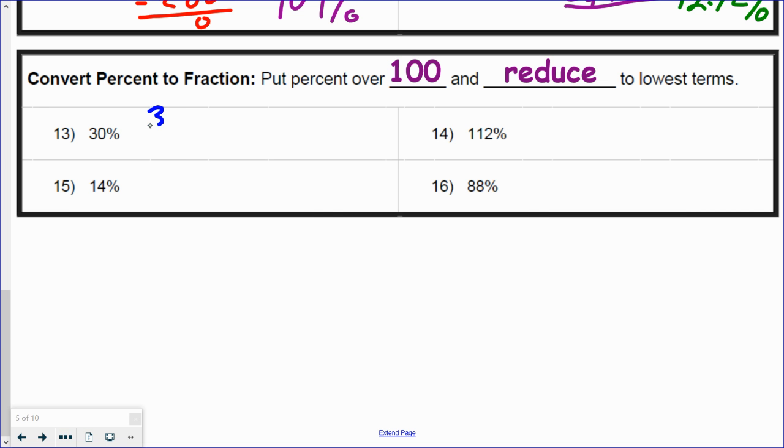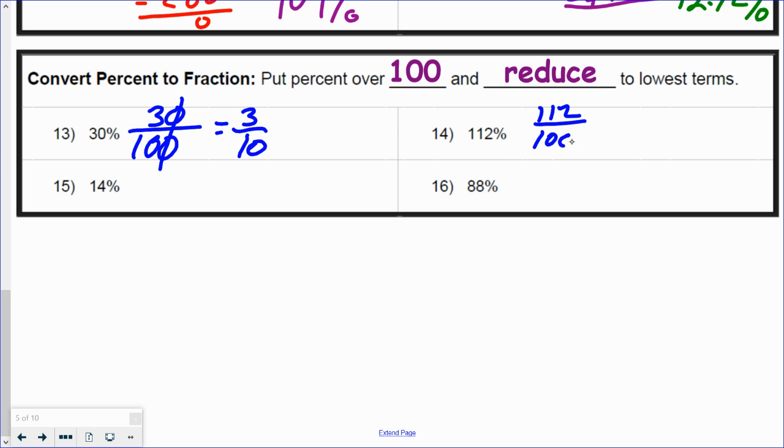So I take 30, and I'm putting it over 100. Then I want to reduce. Remember, if they both have zeros, you can cancel those out. Then I just have 3 over 10. And guess what? That is in simplest form. 3 is a prime number, so it can't go into 10. So we just leave it as it is, and we're done with that. All right, number 14, we have 112.